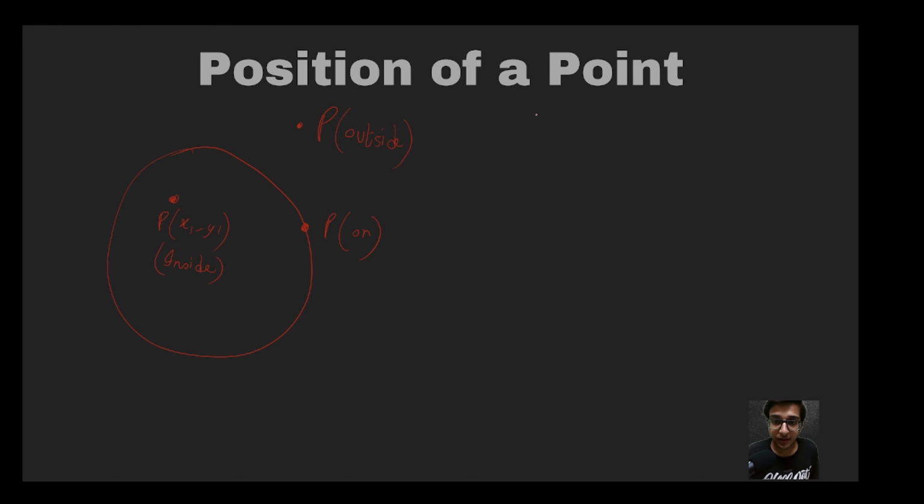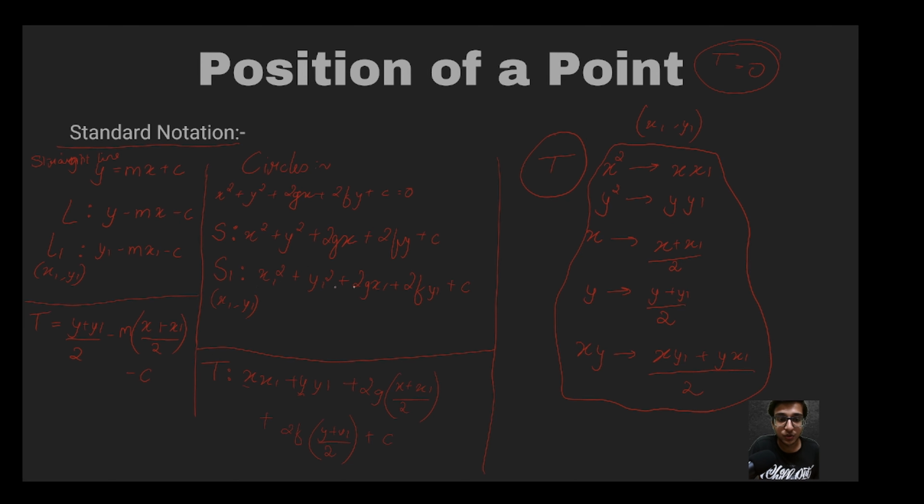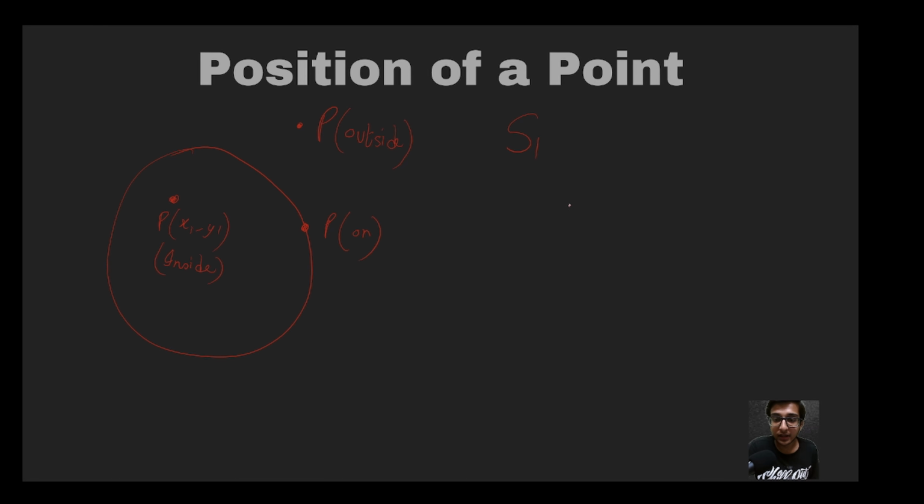So what we do is we find out S1 for the circle. I hope you all remember how we can find out S1. It is using this formula: x1 square plus y1 square plus 2g x1 plus 2f y1 plus c. Once we find out S1, which is a constant, if it is less than 0, the point lies inside the circle. If S1 is equal to 0, it lies on the circle, and if S1 is greater than 0, it lies outside the circle.